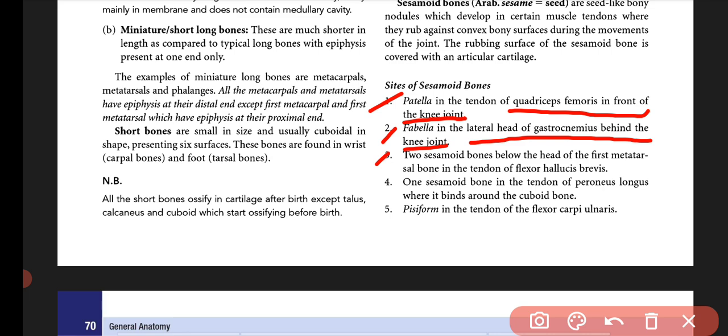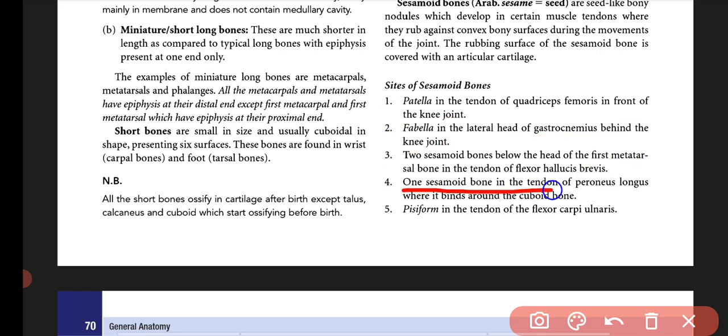Number three: two sesamoid bones below the head of the first metatarsal bone, in the tendon of the flexor hallucis brevis. Number four: one sesamoid bone in the tendon of the peroneus longus where it winds around the cuboid bone. And number five is the pisiform, in the tendon of the flexor carpi ulnaris.